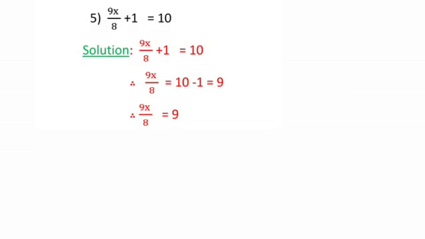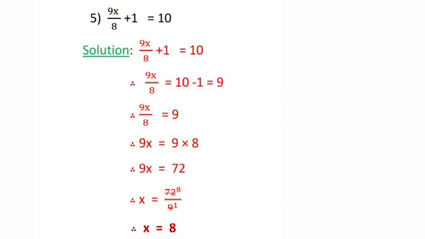Now the fifth sum, 9x upon 8 plus 1 is equal to 10. Now first remove plus 1 by bringing it to your right hand side. So it becomes 9x upon 8 is equal to 10 minus 1. Therefore 9x upon 8 is equal to 9. Now this 8, when it goes to your right hand side, gets converted into multiplication. So therefore 9x is equal to 9 into 8. Therefore 9x is equal to 72.